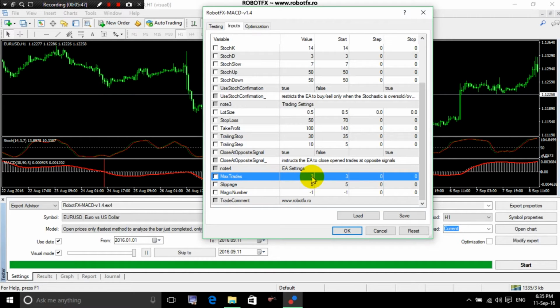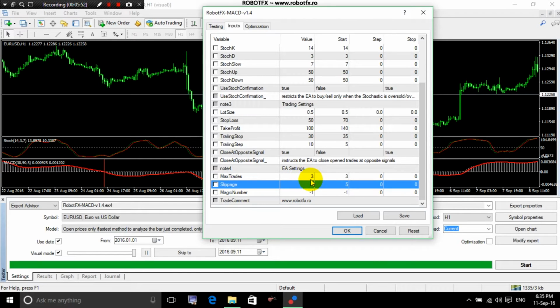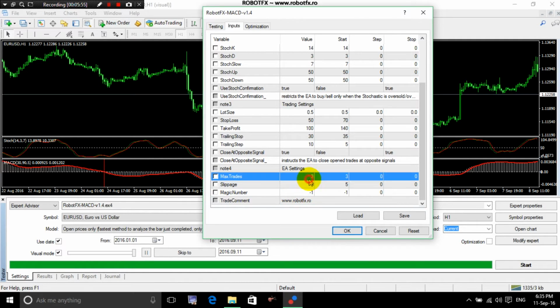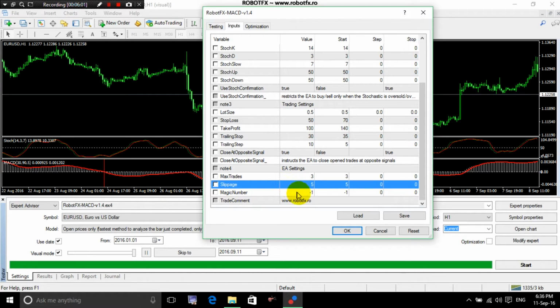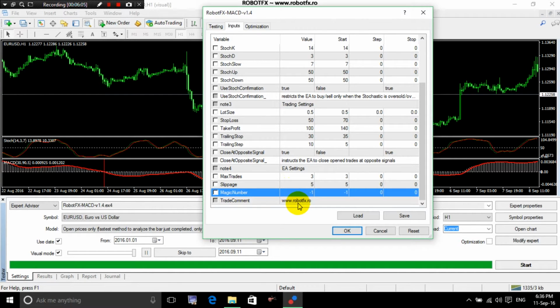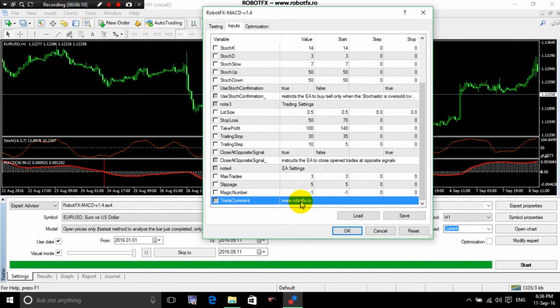And you can also instruct the expert advisor to open no more than a specific number of trades, which by default is set to 3 by this max trade input variable. You can also set the slippage and the magic number. If you want to use it with other expert advisors, there is a trade command that you can change, your choice, if you want to monitor trades, to check the logs later and to see the trades opened and closed by this expert advisor or by others.